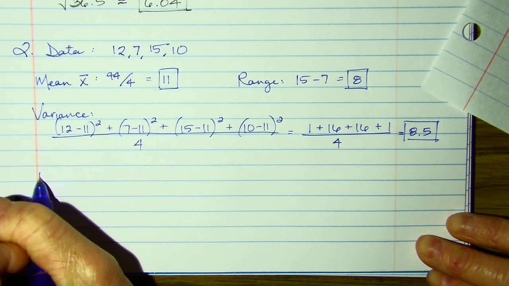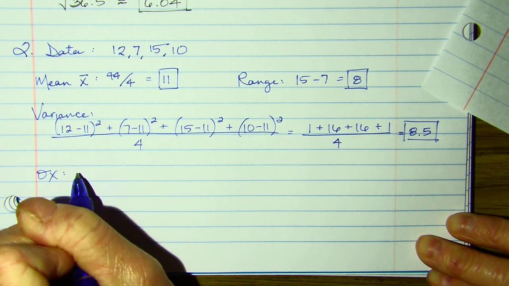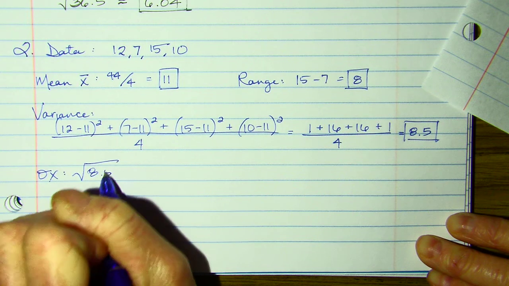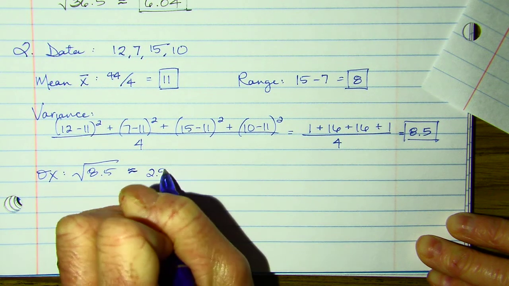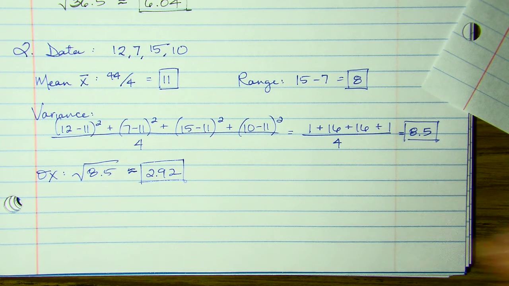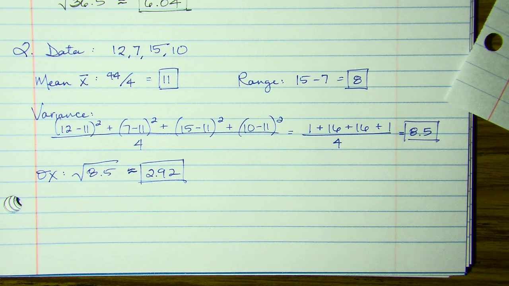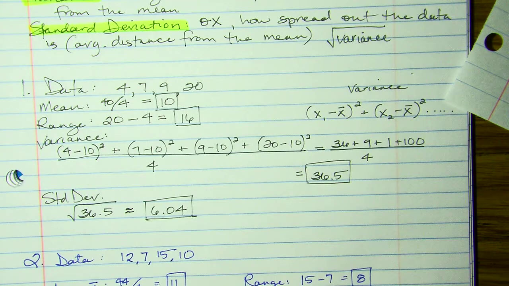Which means my standard deviation is the square root of 8.5, which is approximately 2.92. Okay, so that should cover that, and we are going to move on to 61.B.